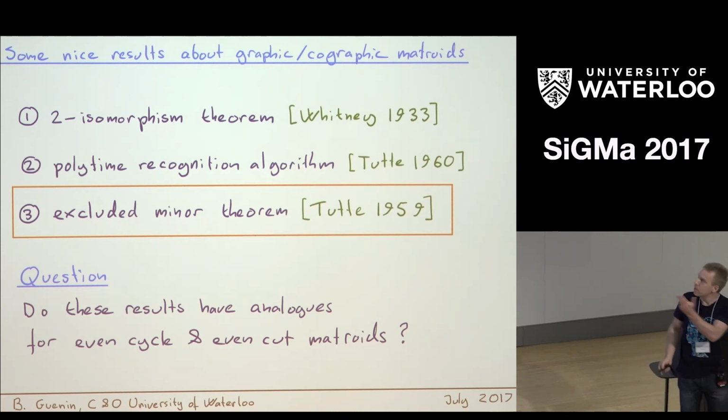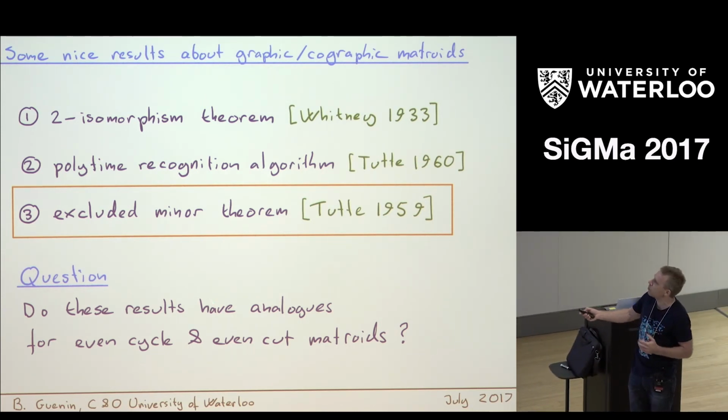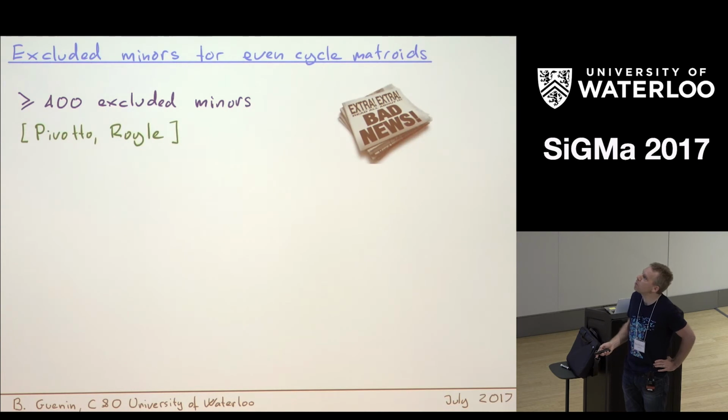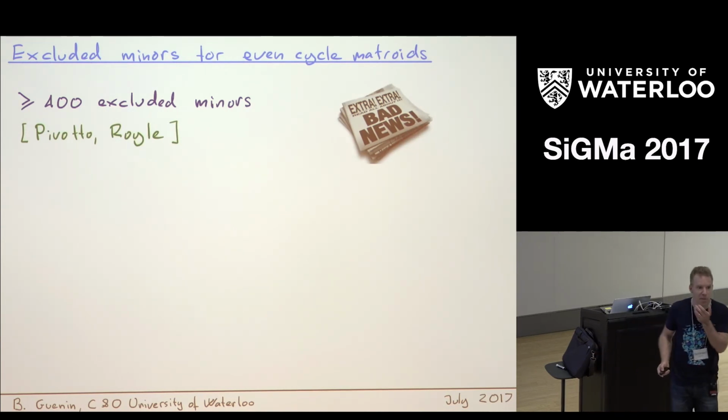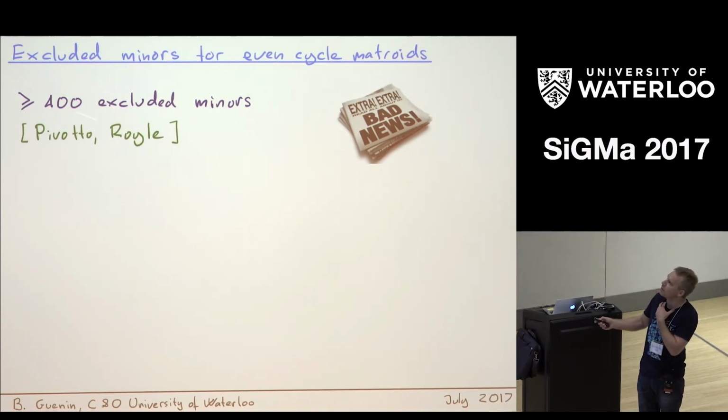And finally, you have the problem of excluded minors. You have a nice result for graphic matroids, namely a characterization in terms of excluded minors by Tutte. So what is known in that case? Well, here's the bad news. Apparently, there are lots of excluded minors, I've been told, and it looks very scary. And I think you can look at even cut matroids, and things are similarly bad, or you can look at combinations of classes, and everything looks pretty bad in terms of the number of excluded minors.